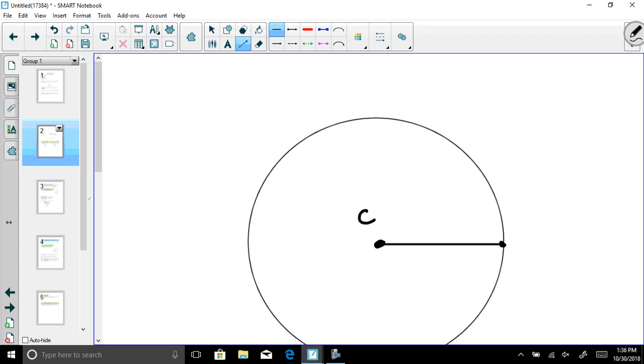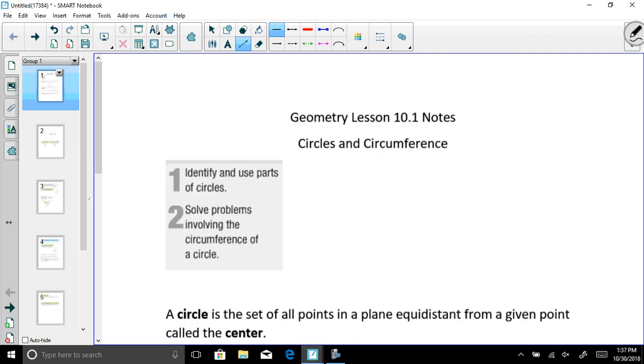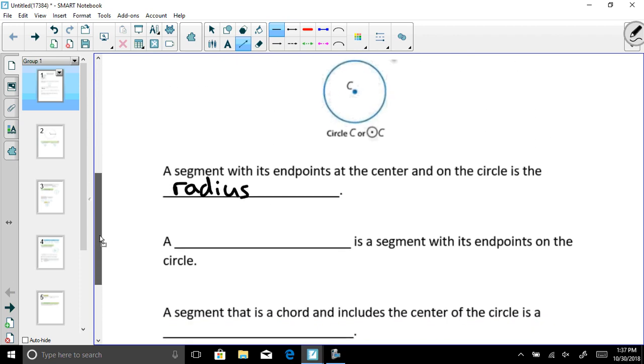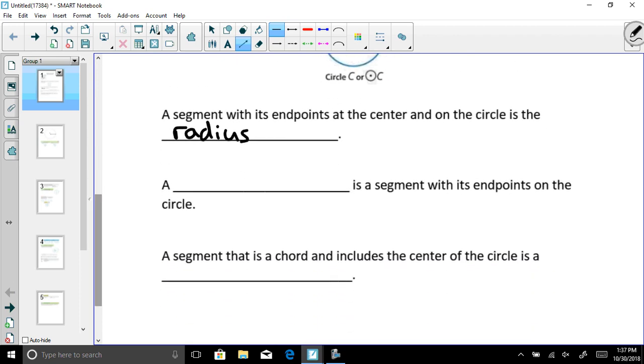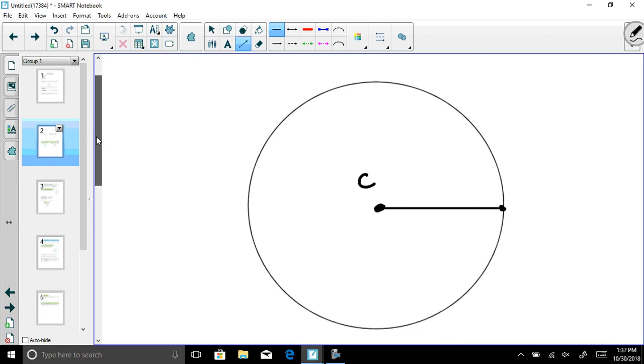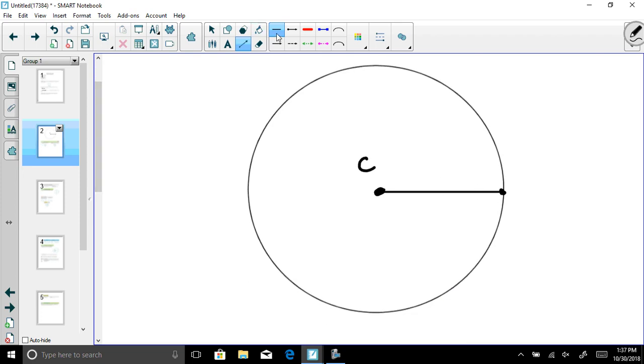Okay? And so on the previous page, if we look back here at page 1, the next definition would be a chord. And a chord is a segment with endpoints on the circle. So let's go back here to our circle, and let's do our best here to draw a chord. Again, I'll use the line. And again, just endpoints on the circle. So start with an endpoint on the circle, go to any other point.